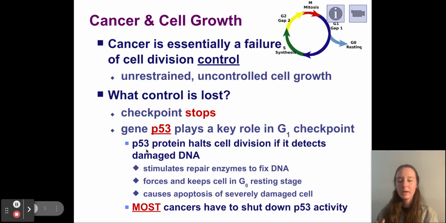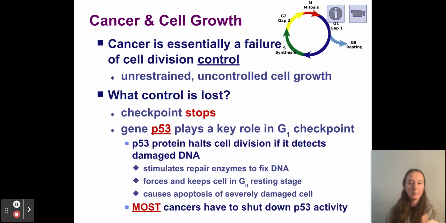Now, normally, the P53 is a protein in your body, and it's made from the P53 gene. Genes are the instructions for building proteins, so the P53 gene will create a P53 protein. Its job is to stop cell division if it detects damaged DNA. So it can do a couple things. First, the P53 protein can stimulate repair enzymes to fix your DNA.